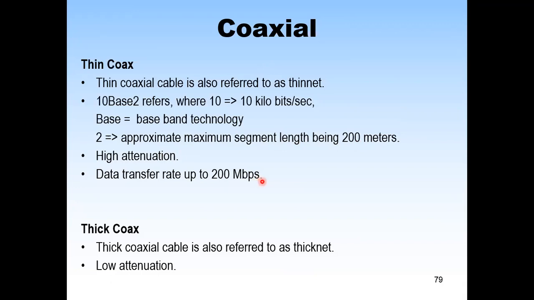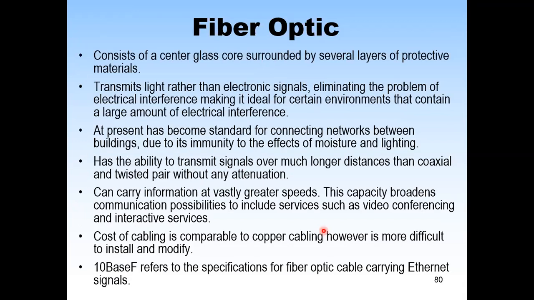On the other hand, if you are using shielded twisted pair or UTP, unshielded twisted pair, you can carry 1000 Mbps, that is 1 Gbps of data. So thin coax is very slow as compared to that. This is the reason why we mostly do not use it in cable networks or LAN, local area networks. Thick coax cable is also referred to as thick net, with low attenuation.